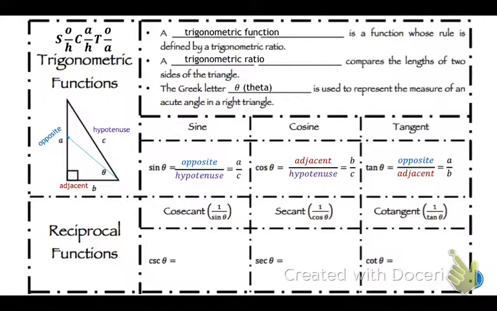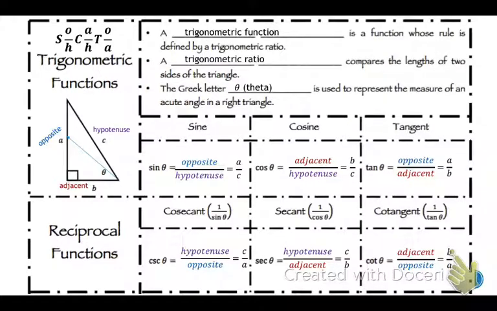Okay, so cosecant is 1 over sine, which basically means I just have to flip sine. So that's hypotenuse over opposite, which is C over A. Secant is 1 over cosine, so I just flip that. That's hypotenuse over adjacent, which is C over B. Cotangent is adjacent over opposite, so you just flip tangent, and that's B over A.